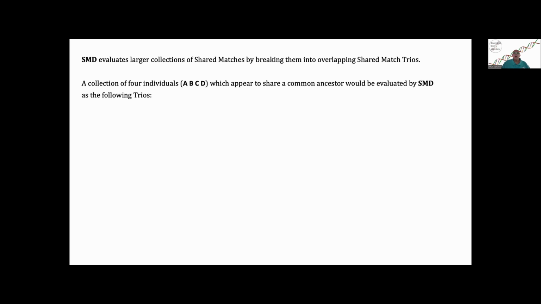Now, here's an example. If we had a collection of 4 individuals, A, B, C, and D, who appear to share a common ancestor, you would evaluate them in SMD by breaking them into the following trios: ABC, ABD, ACD, and BCD. And that covers all four elements there. If all four trios validate as favorable, then all four individuals share a common ancestral couple.